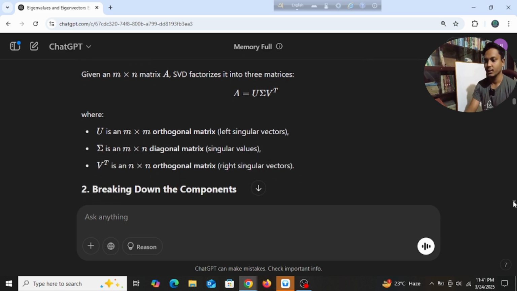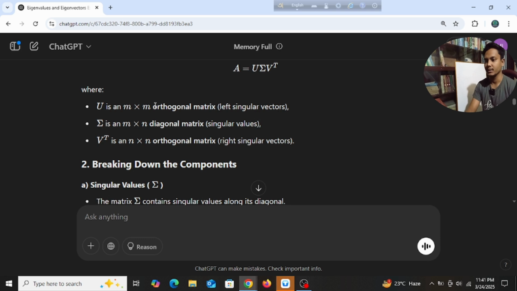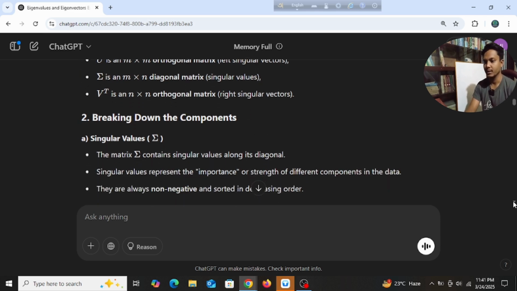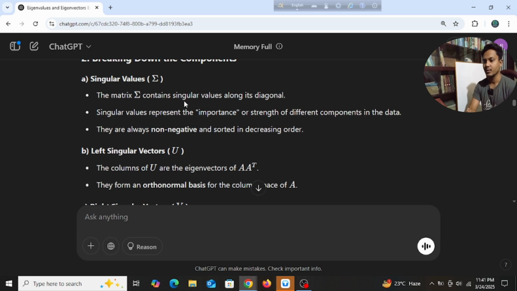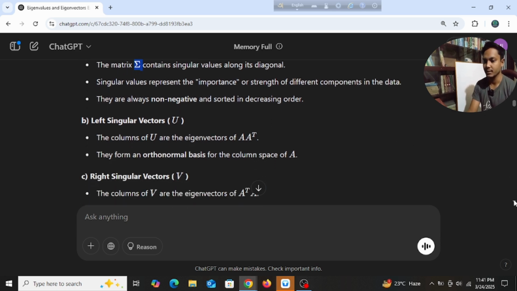So U is an m into m matrix, that means it's a square orthogonal matrix. Sigma is an m into n diagonal matrix of singular values, and V transpose is an n into n matrix. Okay, so breaking down the components, the singular values matrix, which we call sigma, contains singular values along its diagonal. Let's see what this actually means and how it is applied.